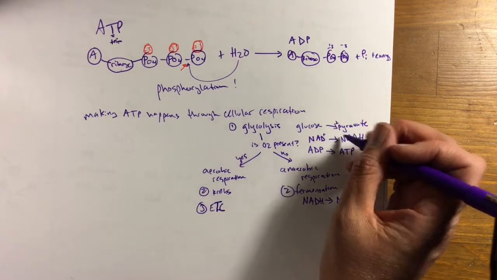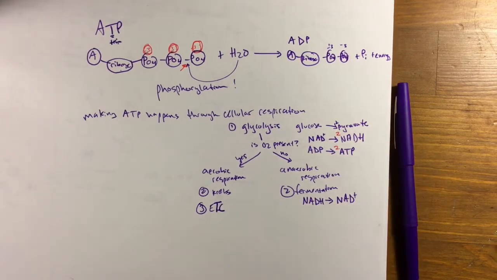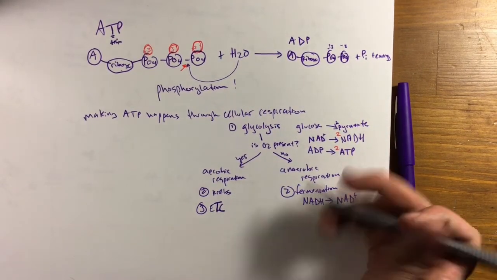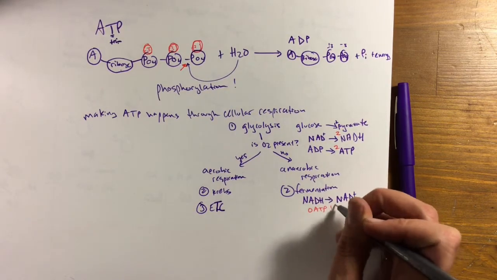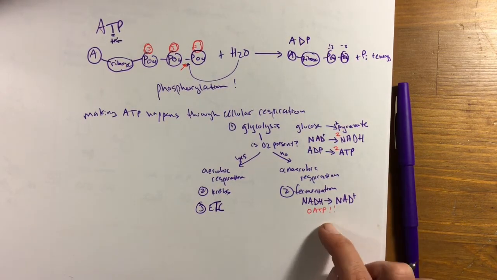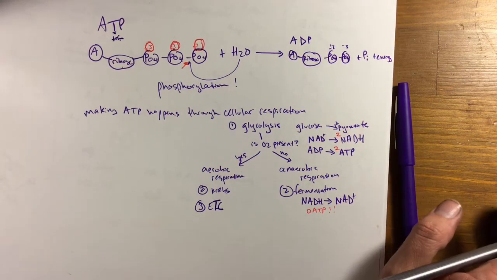How many do we get? We get 2 NADHs produced. We get 2 ATPs produced. Okay, that's all. There's 0 ATPs produced in fermentation, so there are no more energy molecules produced in fermentation. You just go through this cycle over and over. If you're a bacteria, that could be all you need.